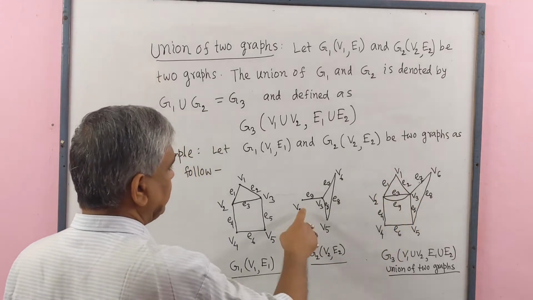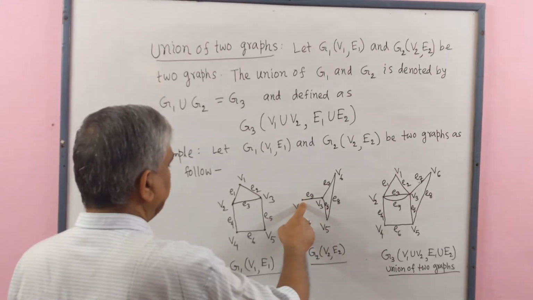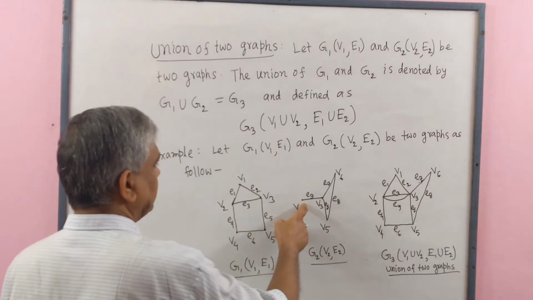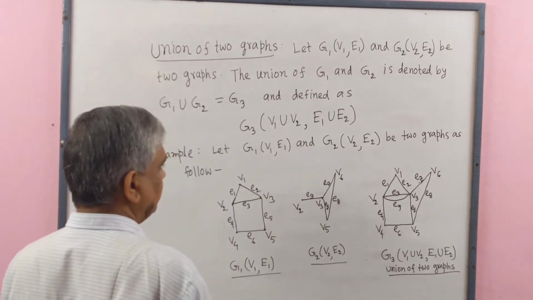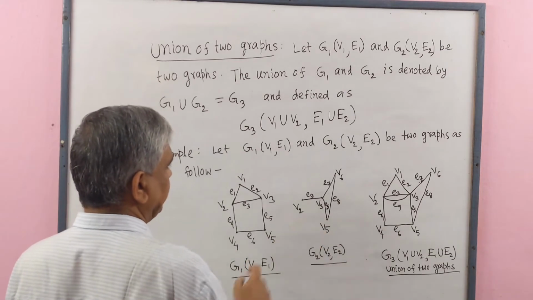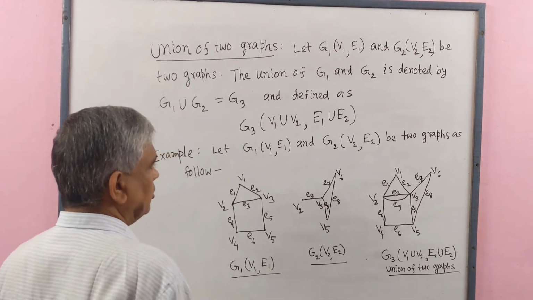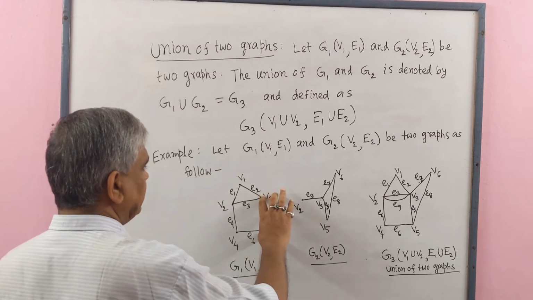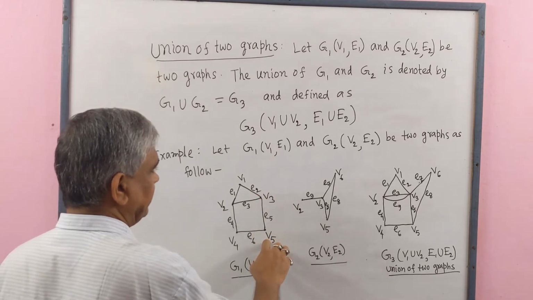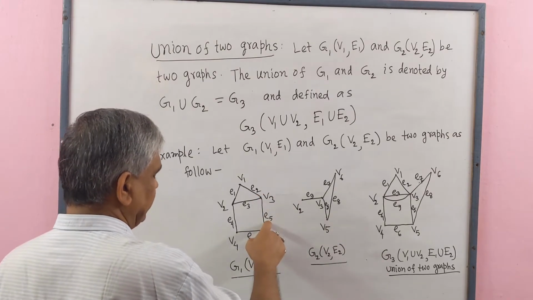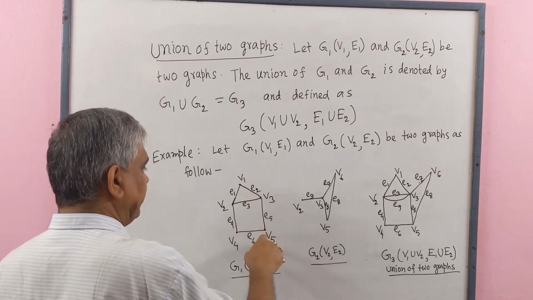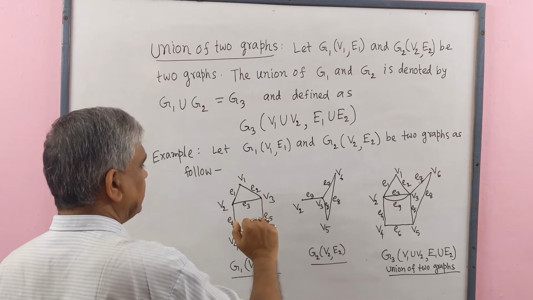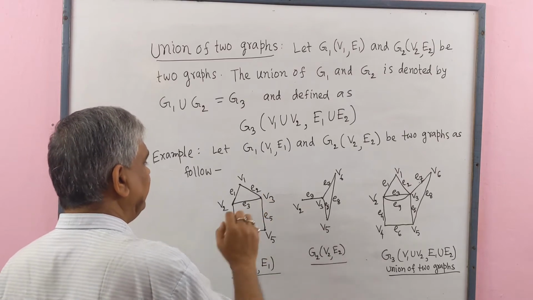Here we see that V2 is the common vertex and V3 is also a common vertex. V5 is also a common vertex. So here this is the common edge joining V3 and V5. That is, V3 and V5 make a common edge E5.